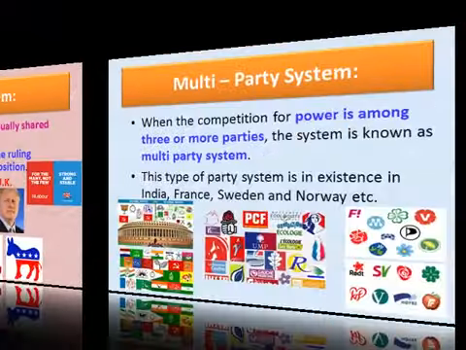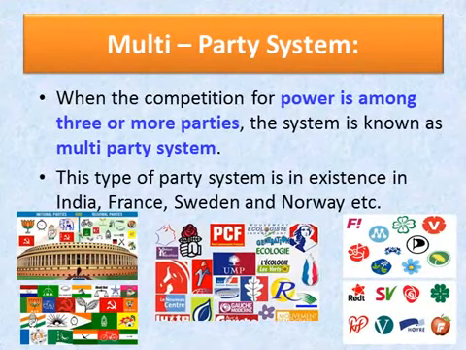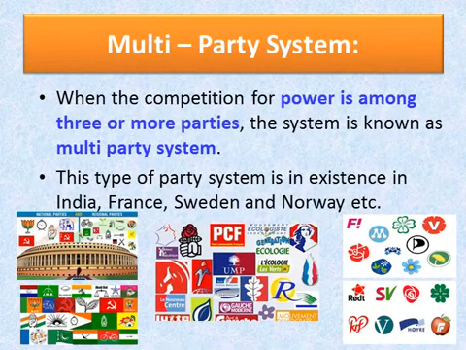Now we will see multi-party system. Multi-party system is where multiple political parties take part in the national election. Each of them have their own views. Sometimes they form a coalition government, meaning many parties are in control and they work together to make the law.